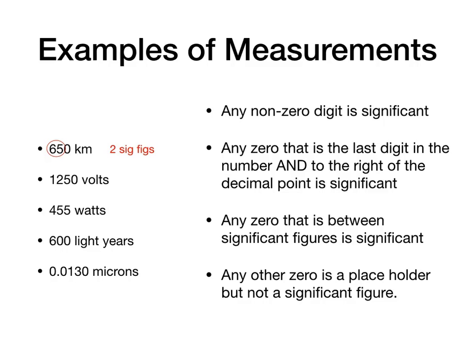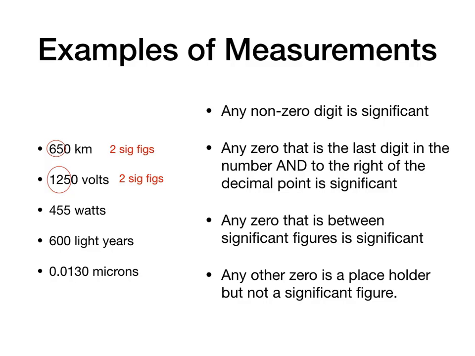Let's take a look at the next one, 1250 volts. Just run down the rules. First thing, any non-zero is significant. So that means these three, the 1, 2, and 5, are all significant figures. That zero, go down to the next rule. It is the last digit in the number, but again, it's to the left of the decimal point, not to the right of the decimal point. That zero is a placeholder, not a significant figure. That measurement has two sig figs. Two sig figs? That's wrong. That has three sig figs: the 1, the 2, and the 5.